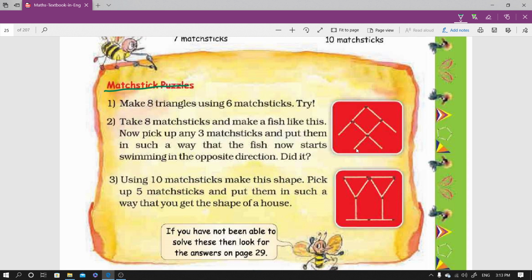Matchsticks puzzle. Make 8 triangles using 6 matchsticks. Try.